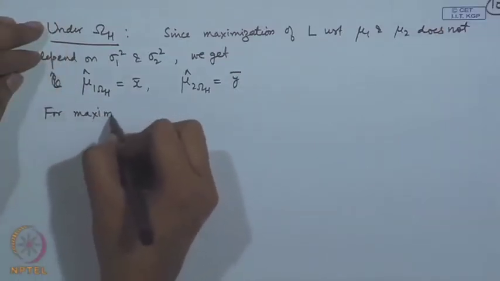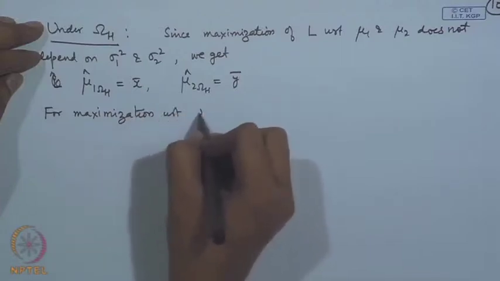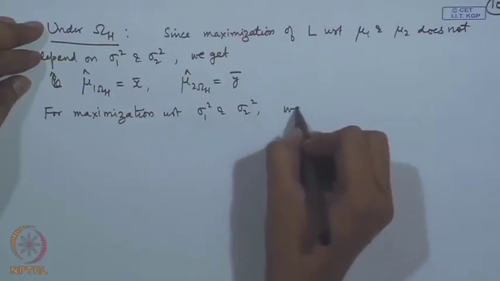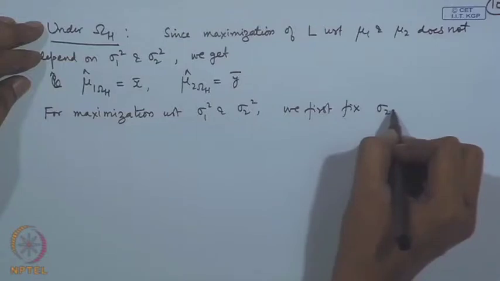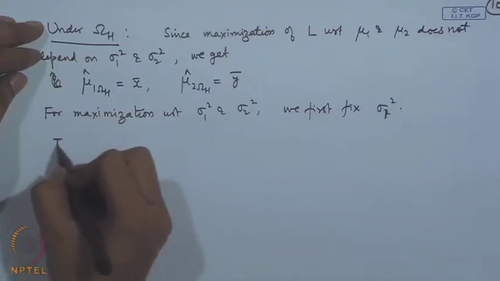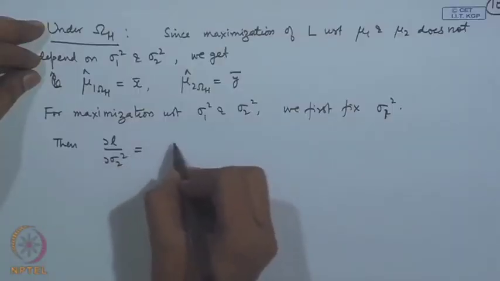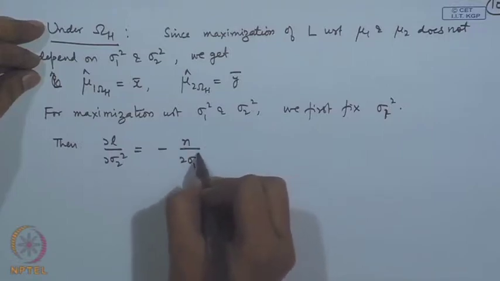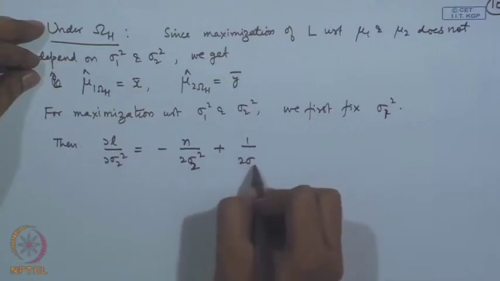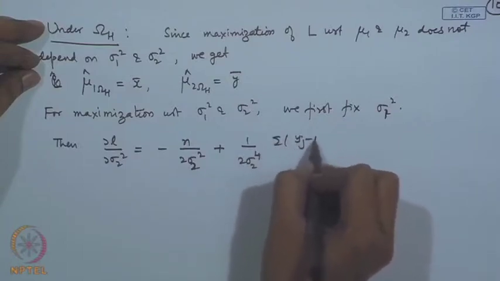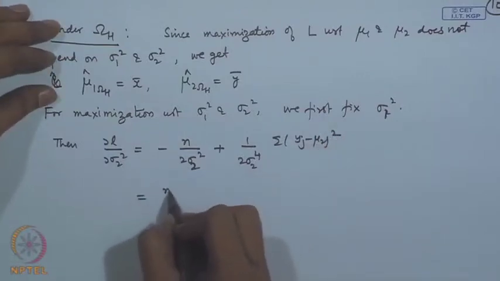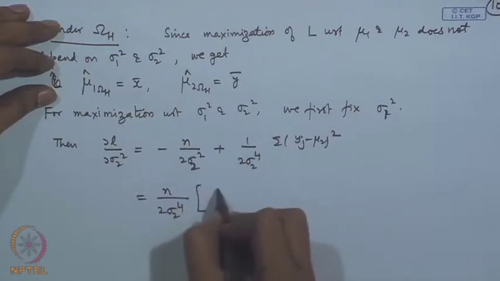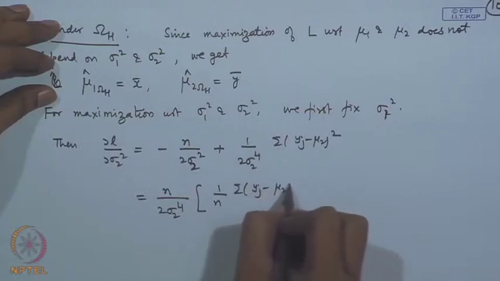So, for maximization with respect to sigma 1 square and sigma 2 square, we first fix sigma 1 square, say. Then we are saying sigma 2 head square is less than or equal to... So, if I consider the derivative of the likelihood function with respect to sigma 2 square, I get minus n by 2 sigma 2 square plus 1 by 2 sigma 2 to the power 4 sigma y j minus mu 2 square, that I can write as n by 2 sigma 2 to the power 4 into 1 by n sigma y j minus mu 2 square minus sigma 2 square.